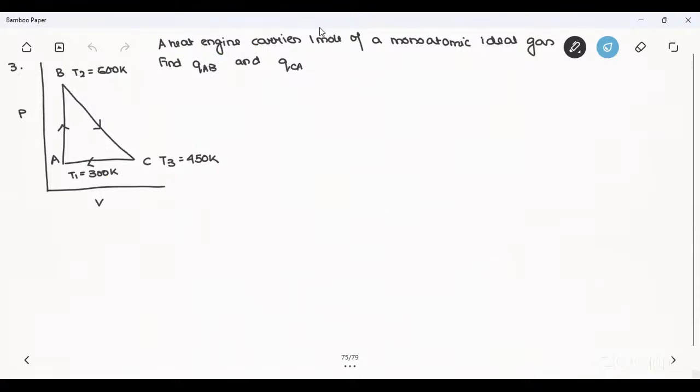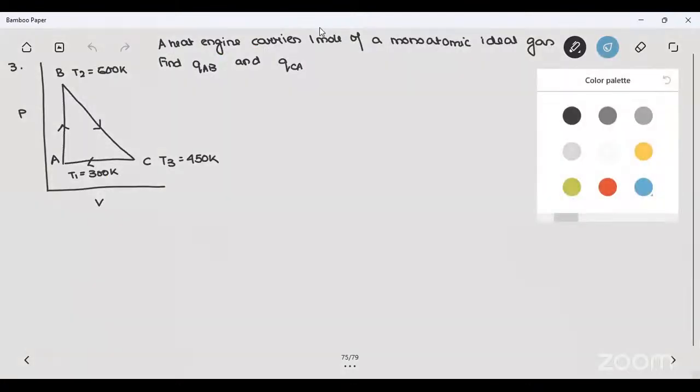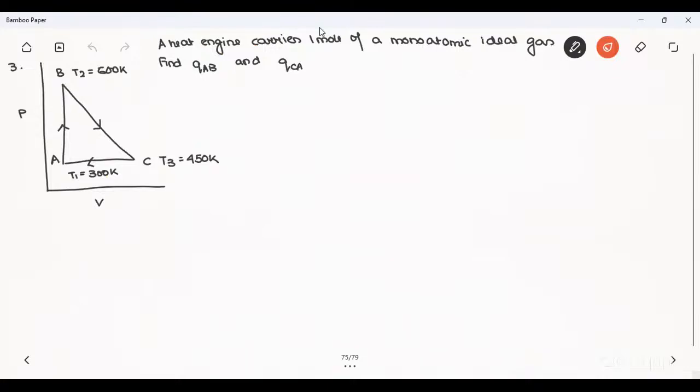Now, this question. A heat engine carries 1 mole of a monoatomic ideal gas. Find QAB and QCA. What is heat engine? How does a heat engine work? This is something you will be learning in physics. But we just need to calculate this. We don't need the concept of heat engine.